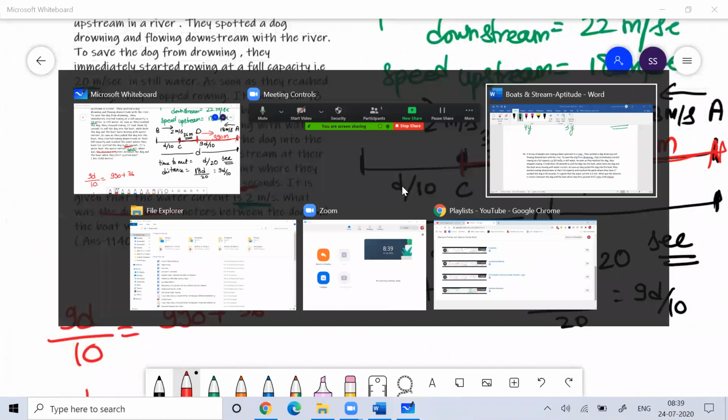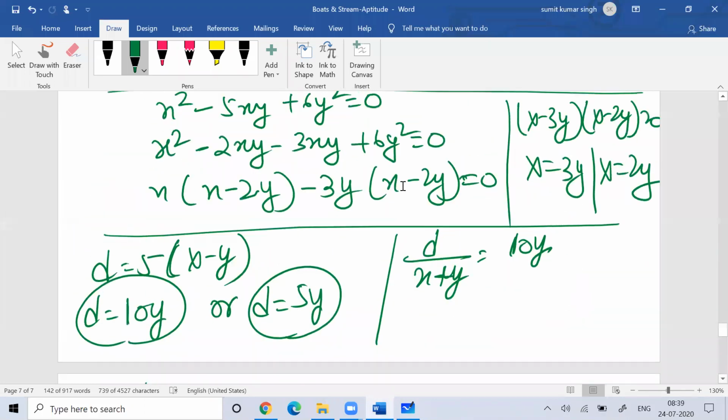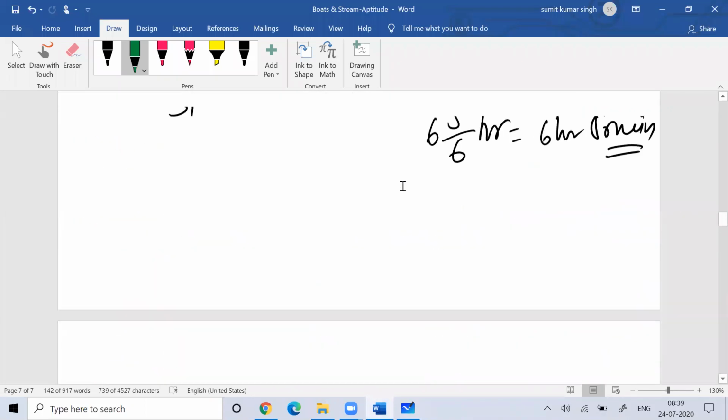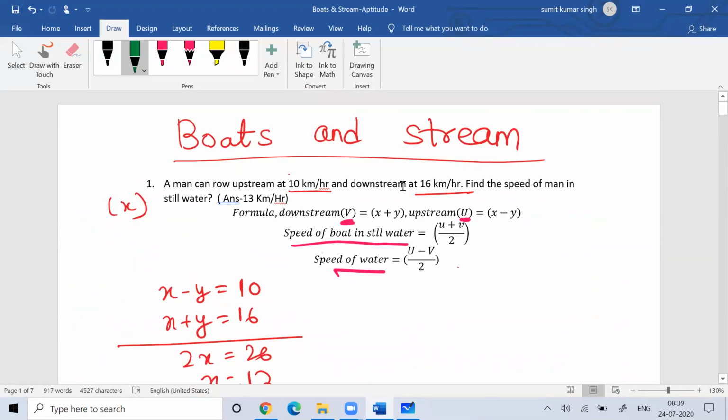It's not at all a difficult thing to do. These were the questions which I planned to discuss with you in this class. So I believe you understood this. Basically, boats and stream is the application of time, speed, and distance, where we consider the case where the water is also moving and the boat is also moving, and we consider two scenarios. One is called downstream, another is called upstream. Downstream means when the boat and water both are moving in the same direction. Upstream means when the boat and water move in opposite directions.